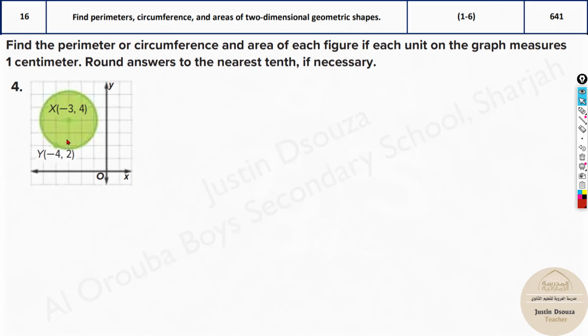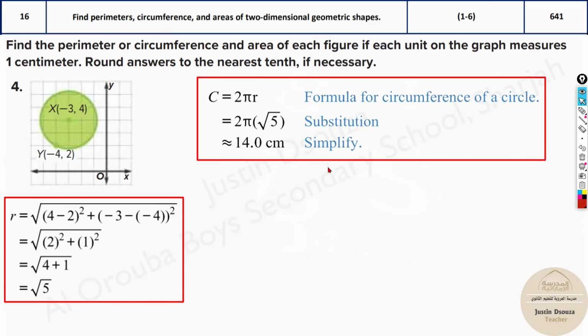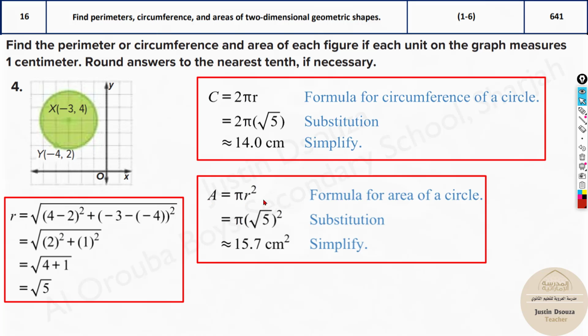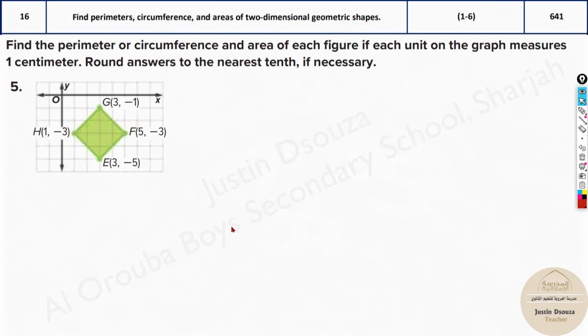This is the same as the problem just now. Now all you need to do is find the distance. You'll find the radius between these 2 points. The distance between those 2 points is the radius. And then you need to use the formulas for circumference and area to solve it. Please try it by yourself and then check the solutions.